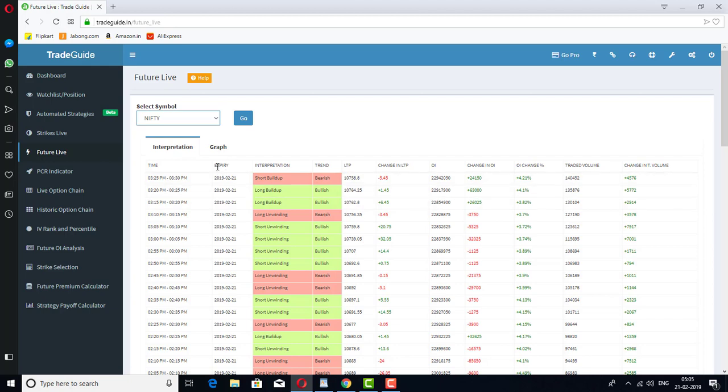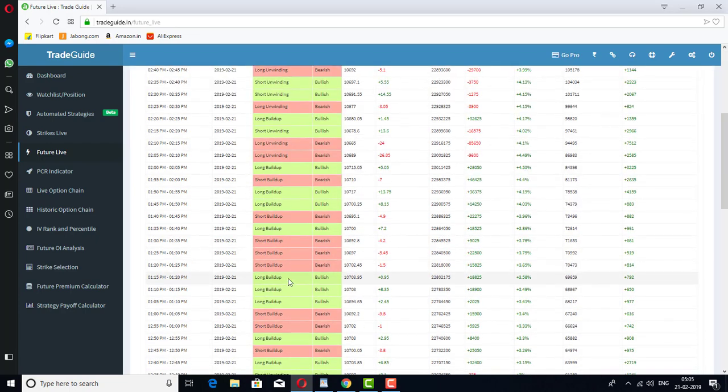The second column is the expiry. The expiry here means that for the contract which we are taking, its expiry is mentioned over here. So you can know which contract we are talking about, which contract we are referring to. After that we have the interpretation column.